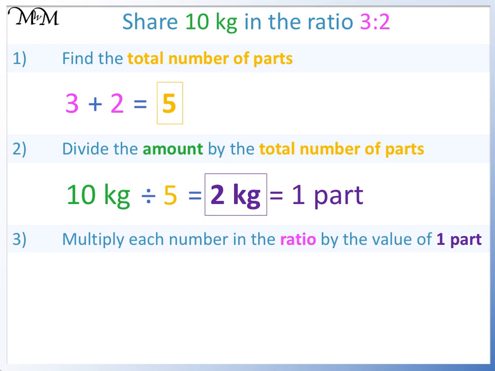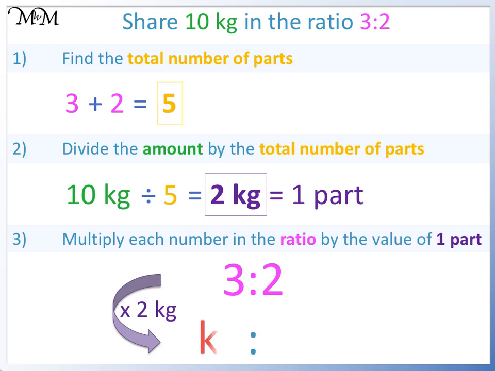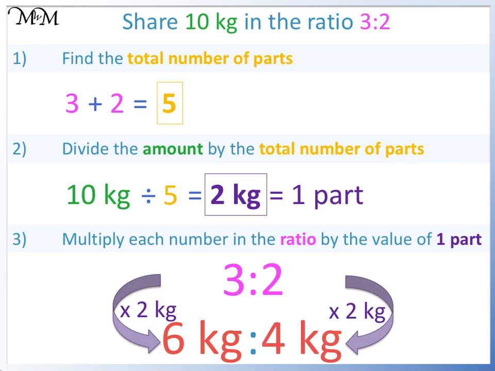Step 3. Multiply each number in the ratio by the value of one part. 3 times 2 kilograms equals 6 kilograms, and 2 times 2 kilograms equals 4 kilograms. So we have a ratio of 6 kilograms to 4 kilograms.